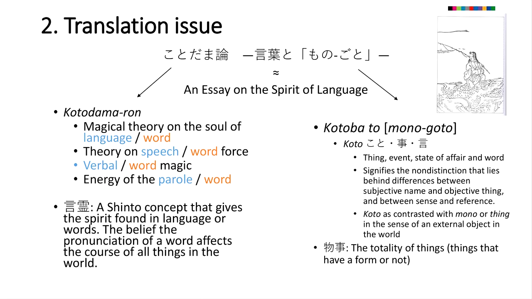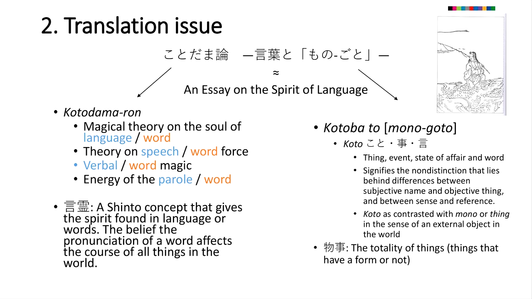So Kotodama-ron is within the Japanese language. It's a magical theory on the soul of language, of words. Language can be changed by words, or language can switch. Okay. It's a theory, it's also a theory on speech or words. It's a verbal or word magic, and it's the energy of parole or words. These four translations are possible, and you can change words or languages by the Kotodama.